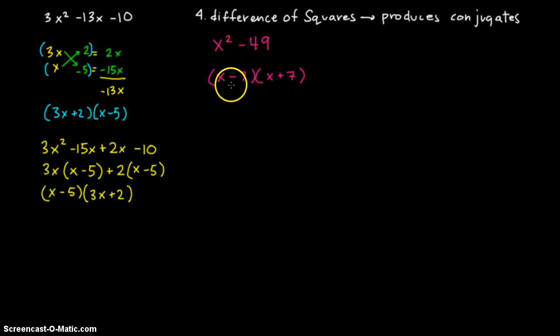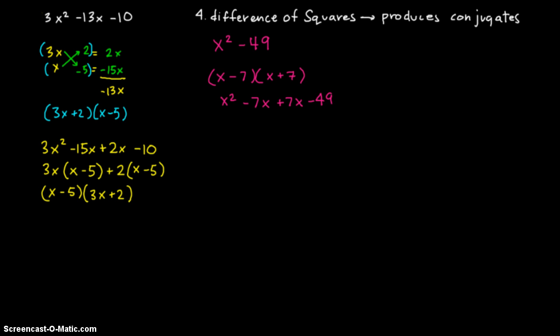Producing. So when I said produce conjugates, this is what I'm talking about. A conjugate is something where I have an x minus a number and an x plus a number. So the only difference between this and this is the minus and the plus. These guys multiplied together gives me this. Check it out. I got x squared minus 7x plus 7x minus 49.